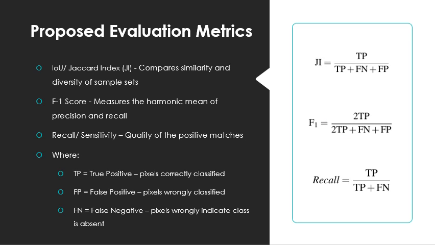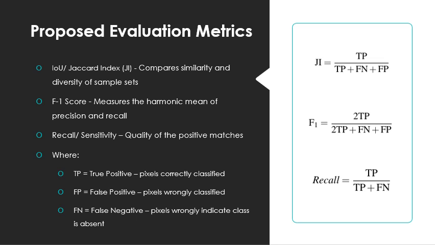In our case, we chose these 3 here in the slides: Jaccard index or IOU, F1 score, and recall. Those were chosen because IOU compares the true positives in all the possible results, the similarity and diversity of sample sets. F1 is a weighted version of IOU, and it measures the harmonic mean of precision and recall. And recall measures the quality of the positive matches, which is ideal for a scenario of minimizing false positives.